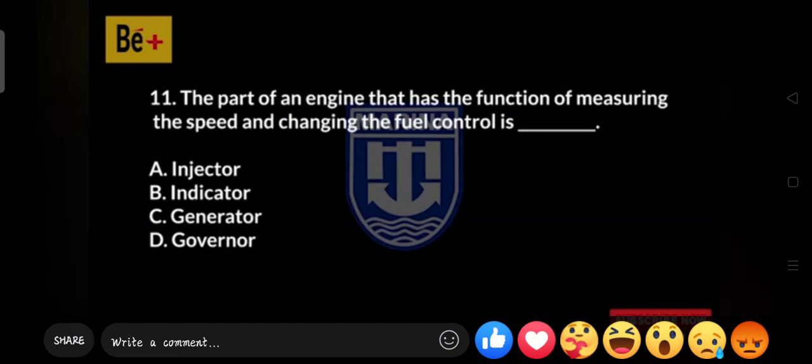The part of an engine that has the function of measuring the speed and changing the fuel control is A. Injector, B. Indicator, C. Generator, D. Governor. The answer is D. Governor.